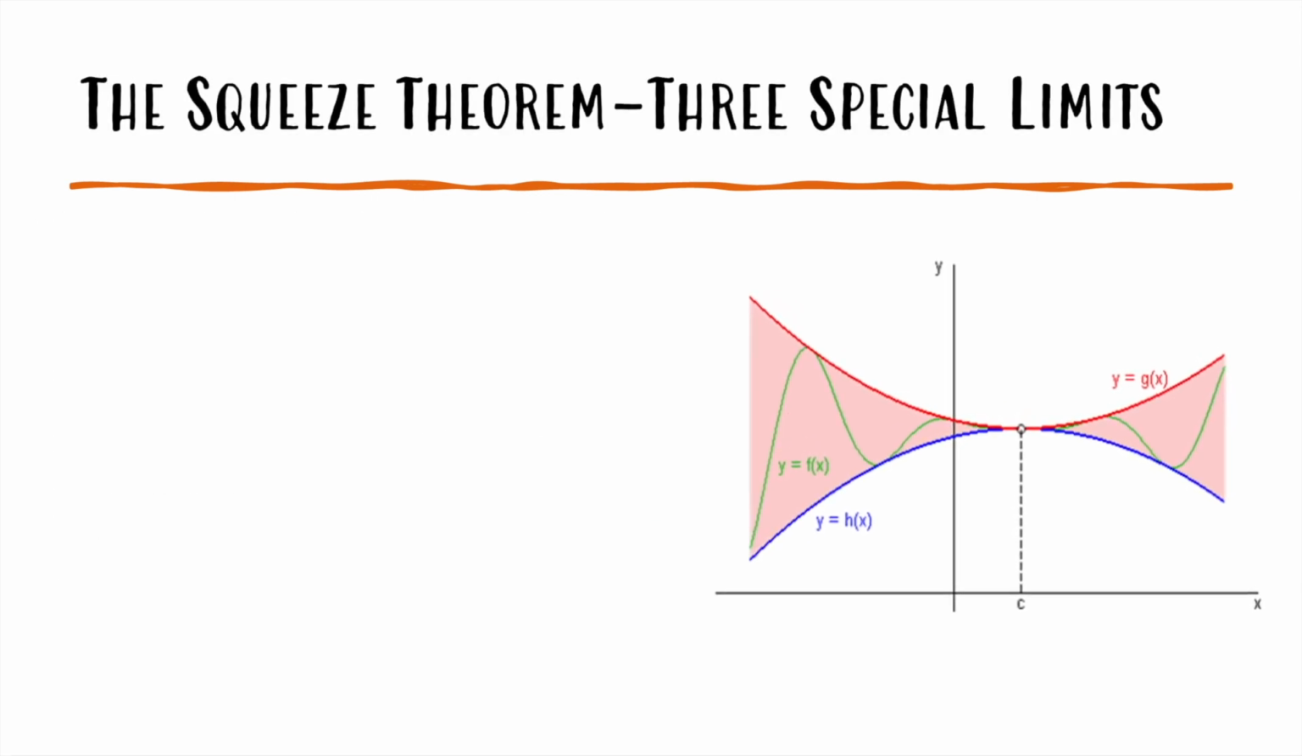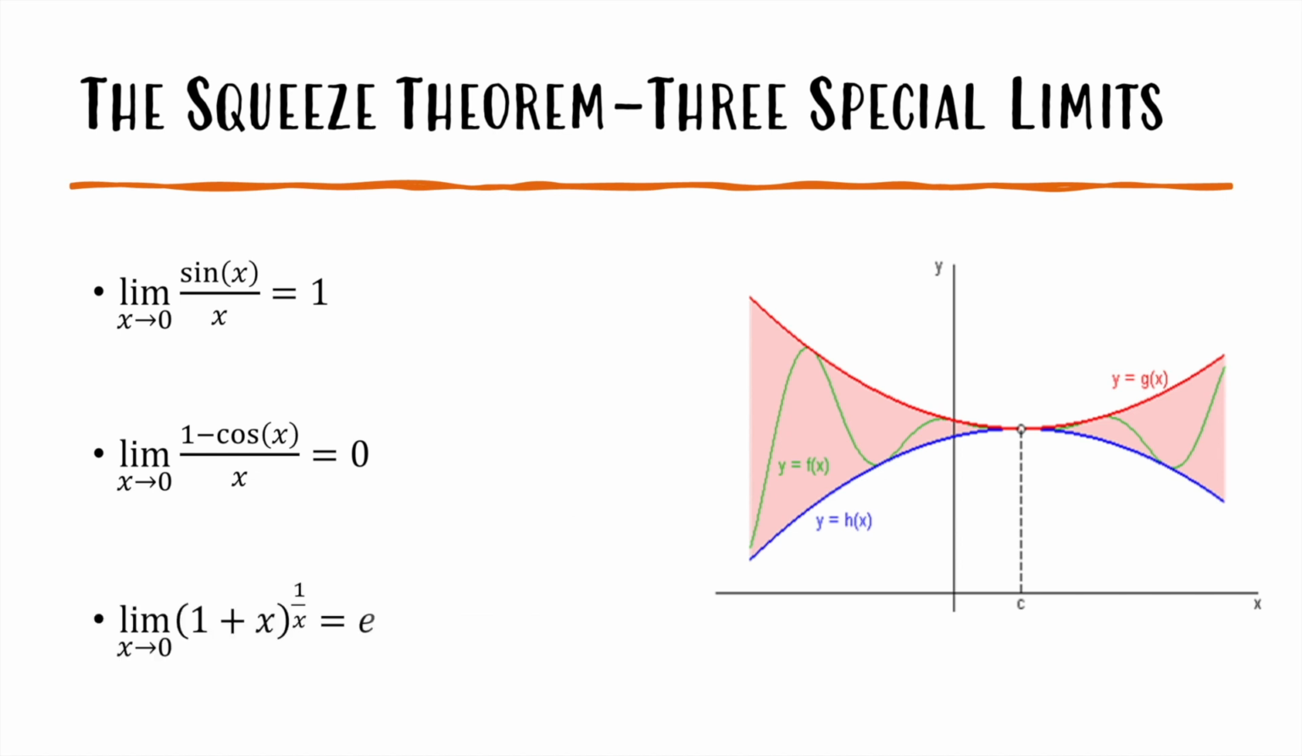There are 3 very special limits that you can prove using the squeeze theorem. The limit as x approaches 0 of sine of x over x equals 1. The limit as x approaches 0 of 1 minus cosine x over x equals 0. And the limit as x approaches 0 of (1 plus x) to the 1 over x equals e. So you're going to need to memorize these, especially the first 2.